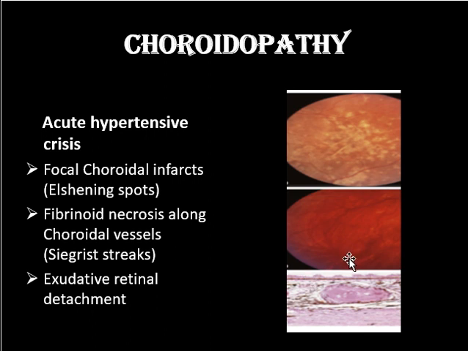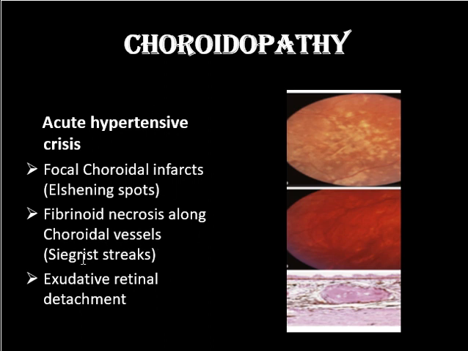These are linear lesions, you know. They are along the blood vessel. These are focal, and see this one, these yellowish lesions are actually linear lesions. They are along the choroidal blood vessels. And the third one is the exudative retinal detachment. Not quite infrequently when the patient is referred from the OB/GYN department for fundus examination, you see exudative retinal detachment. So this is acute hypertensive crisis.